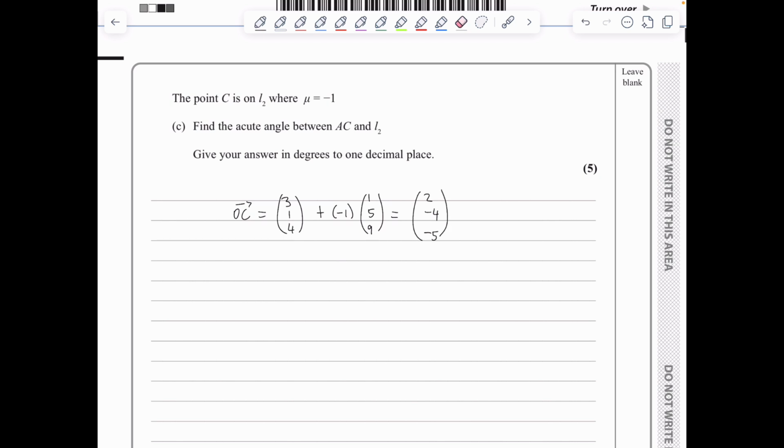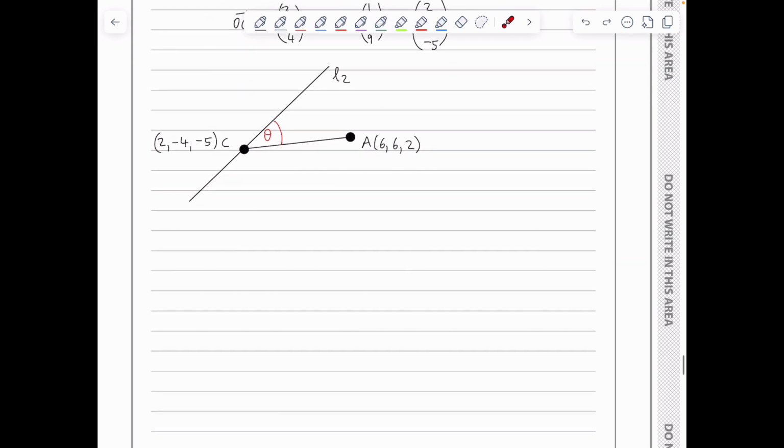And I can therefore proceed with a quick diagram to see exactly what's happening. We've got the line L2, we've got the point C somewhere along the line with coordinates (2, -4, -5). We just found this here. Somewhere off the line we've got the point A with coordinates (6, 6, 2), and we're trying to determine the size of the angle theta here. So I will start by finding the vector CA, which is equal to the vector A, (6, 6, 2), minus the vector C, which is (2, -4, -5). This gives an answer of (4, 10, 7).